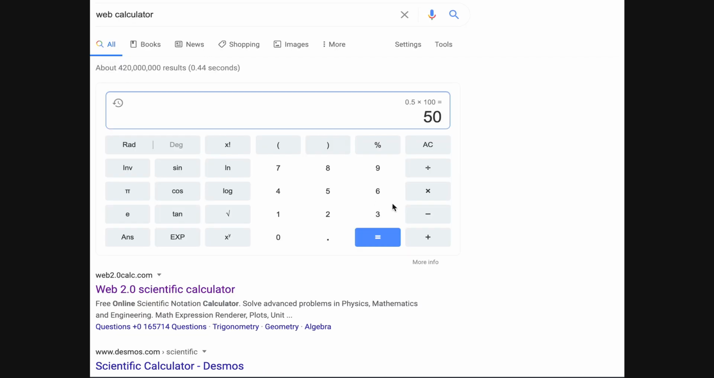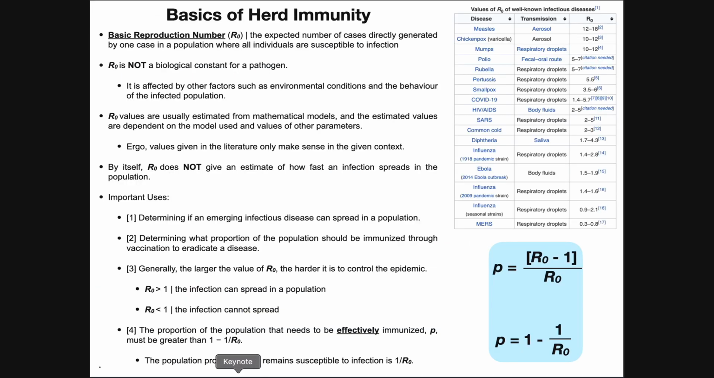Let's do the same calculation for the upper limit of R naught, which is 5. So we'll do 5, which is the R naught value, minus 1 again. And then we're going to divide that again by 5, which is the original R naught value. That gives us 0.8, which we can then multiply by 100% to get it as a percent, and we get 80%. And so what that tells us is that in order to have herd immunity to HIV, you would have to have anywhere between 50 and 80% of people immunized against HIV.